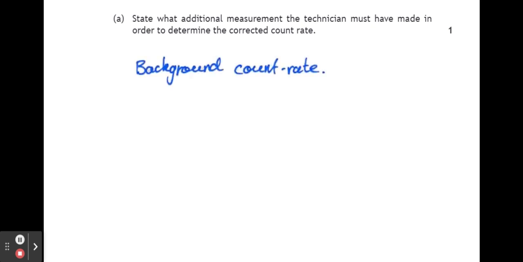So in order to work out what the corrected count rate is, they would need to know the background count rate.